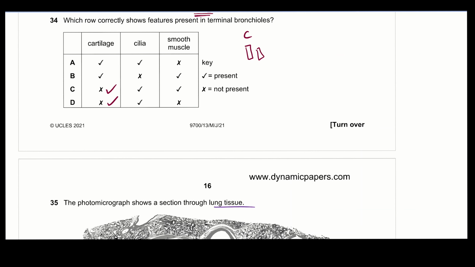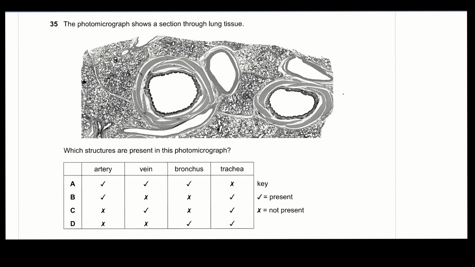And bronchioles do have cilia and do have smooth muscle for support, so the answer is going to be C. The photomicrograph shows a section through lung tissue. Which structures are present in this photomicrograph? The first thing my eye must come on is the irregular blocks of cartilage, because as we have mentioned earlier, bronchus do have irregular blocks of cartilage, so definitely bronchus is present.